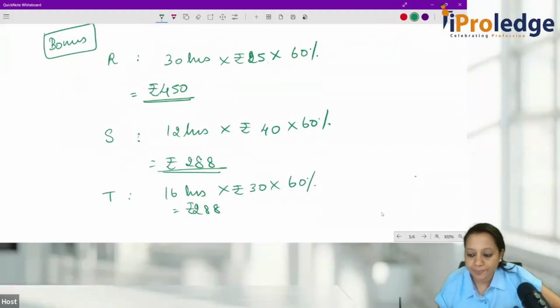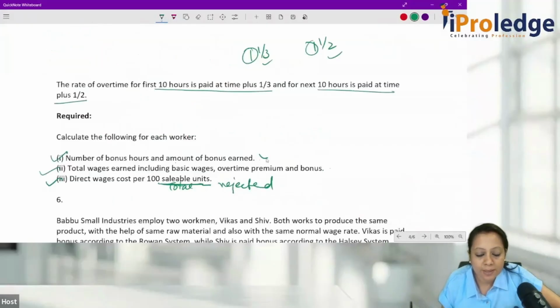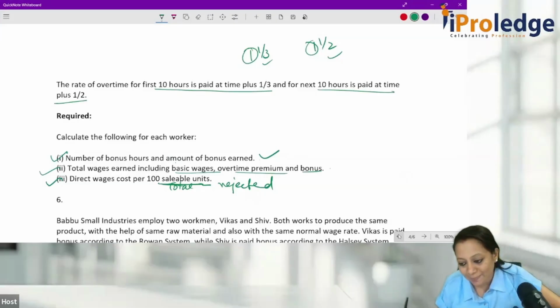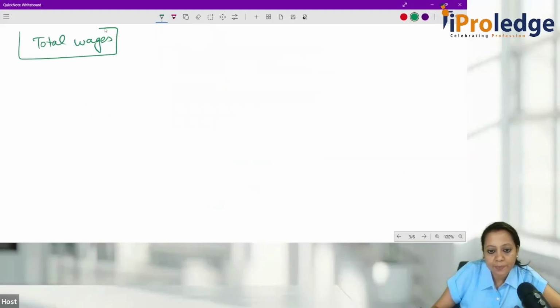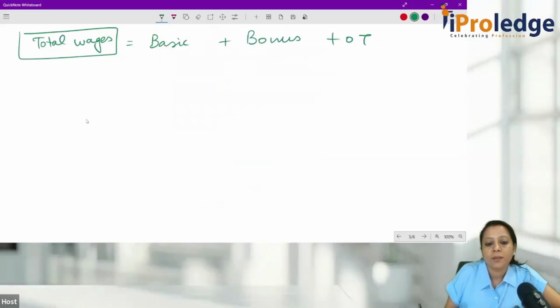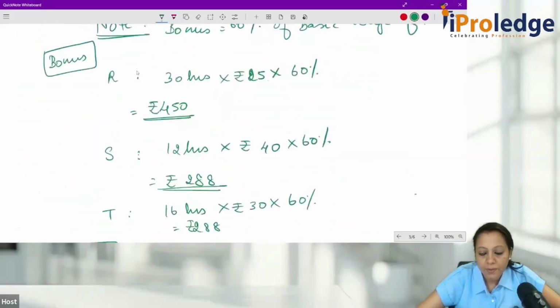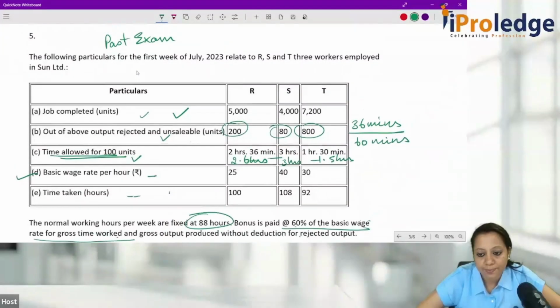Point number 2, they have asked for total wages including basic, overtime and bonus. Shall we proceed, everyone? So the total wages calculation is equal to basic plus bonus plus overtime. So for R, how are we supposed to calculate? We'll go back to the question. I'll just show you. I'll erase everything.